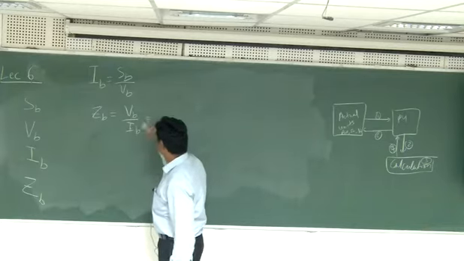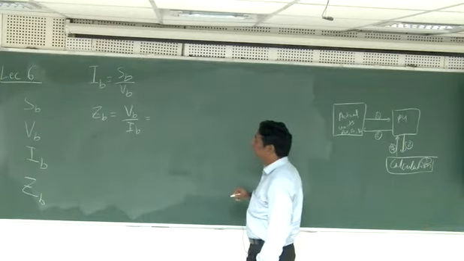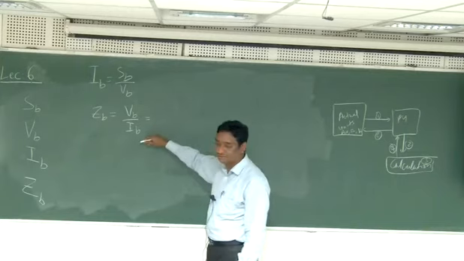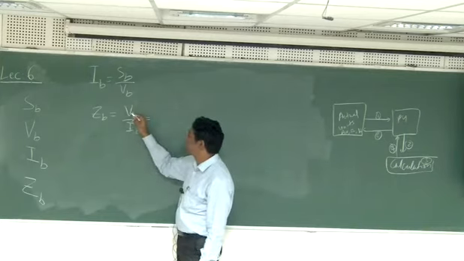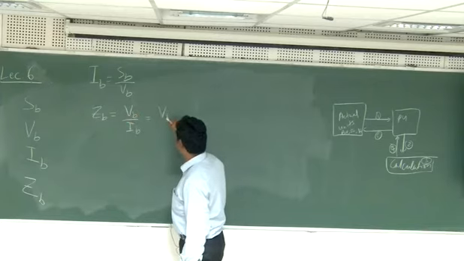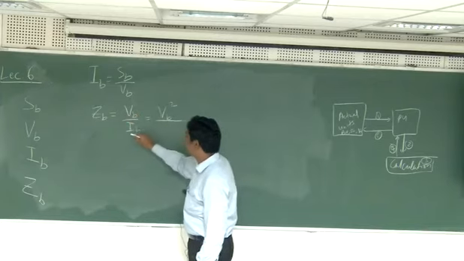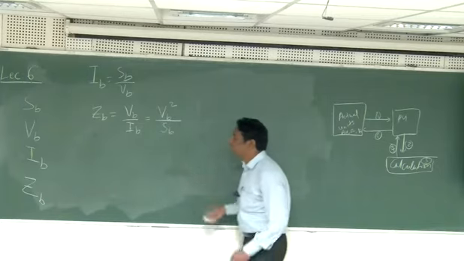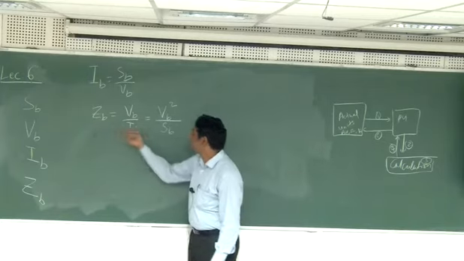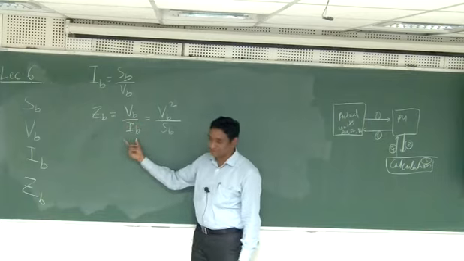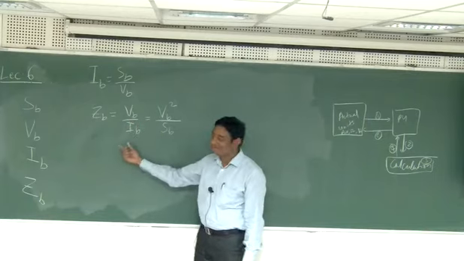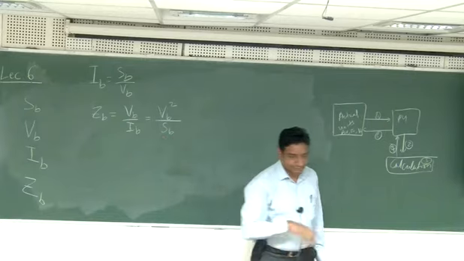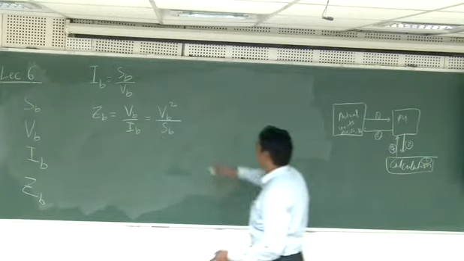Now I can also do one thing. I can multiply V on numerator and denominator. So VB into VB becomes V base square, and IB into VB becomes S base. So for finding the base impedance, I can either use the expression voltage base by current base, or I can use voltage base square by S base. Okay, shall we quickly do one example?